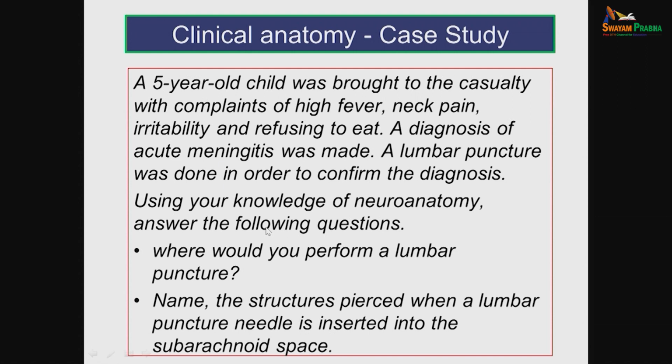So this was a child with high fever, neck pain, irritability and refusing to eat. A diagnosis of acute meningitis was made, and the resident performed a lumbar puncture to confirm the diagnosis. Having learned the clinical anatomy of spinal cord, where it ends, the subarachnoid space, the coverings, at this stage you should be able to tell where to perform a lumbar puncture and the structures pierced when a lumbar puncture needle is inserted into the subarachnoid space. So usually the answer for this is lumbar puncture.